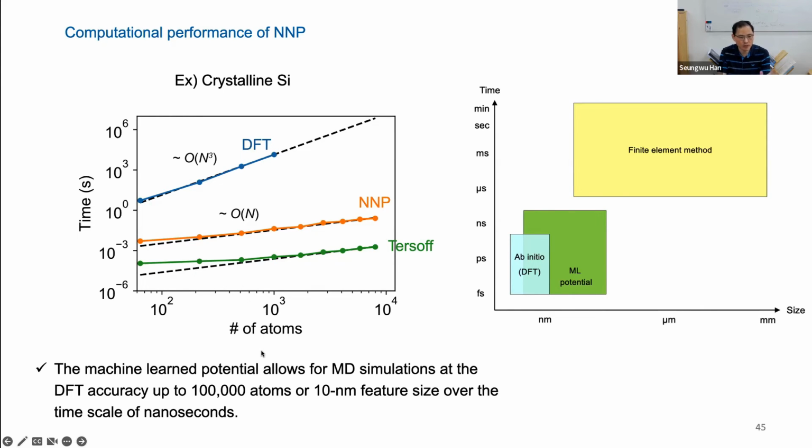And therefore, the machine learning potential allows for MD simulation of DFT accuracy up to 100,000 atoms and up to 10 femtoseconds scale over the time scale of nanoseconds. Okay, so this is slightly smaller than classical potential, but the good thing is that you can develop potential for any kind of materials. That's a good thing. Right.